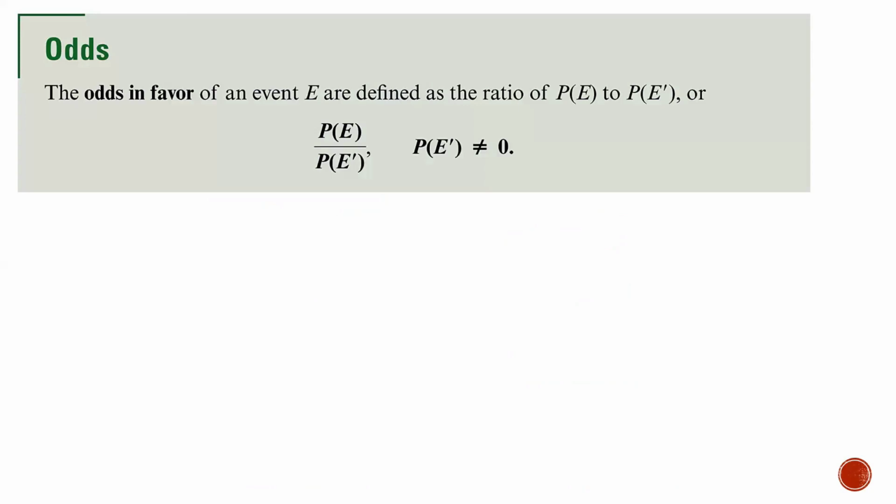You may have heard the phrase odds instead of probability. I typically don't use the phrase odds, but if you're involved in gambling, if you are of legal age, you might see that. So it's a ratio of two probabilities, right? I'm not going to talk much about it. I just want to give you the definition.